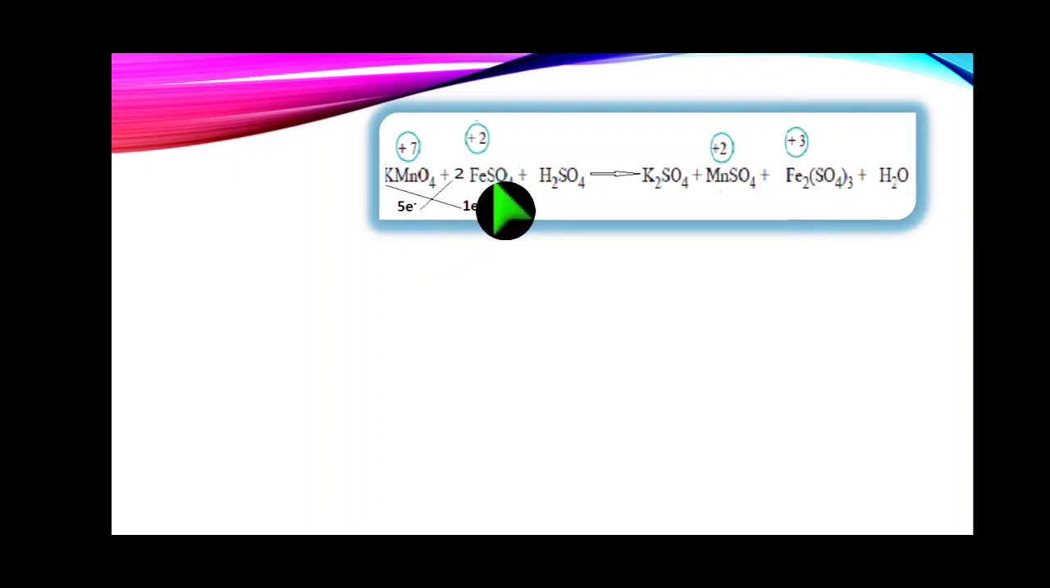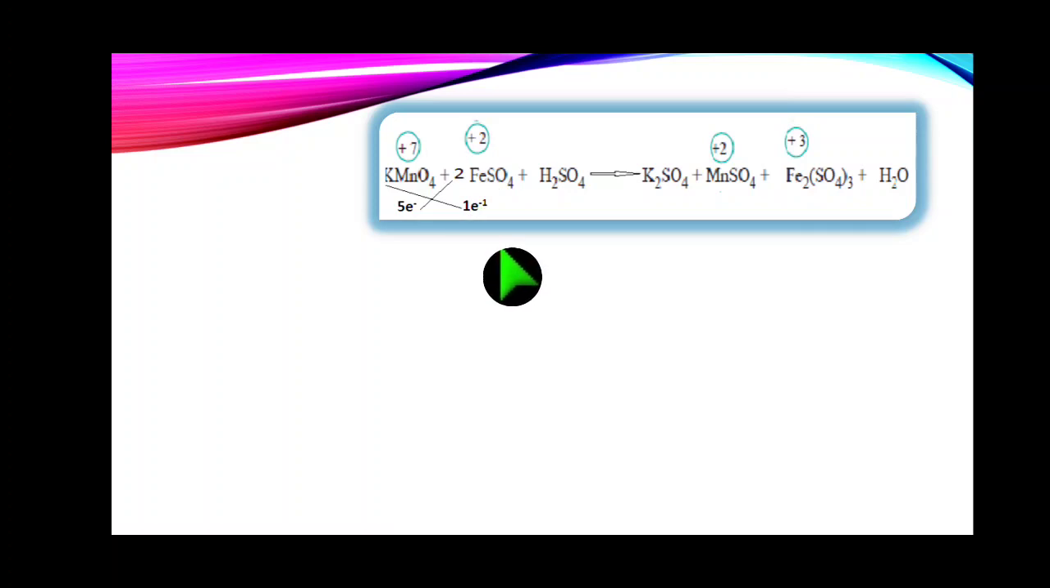But here iron oxidation state is +2, and on the right side the iron oxidation state is +3. How many electrons are transferring? +2 to +3, 1 electron is transferring. So near FeSO4, you write 1.